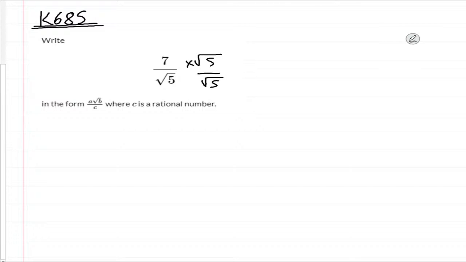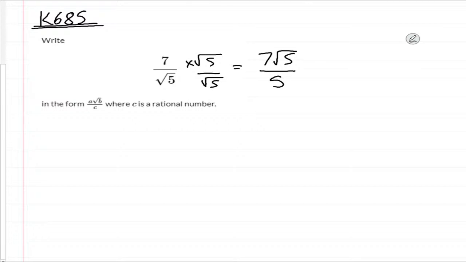What is root 5 divided by root 5? 1, which is keeping that number the same. Brilliant. And then what is 7 times root 5? 7 root 5. Watch out for the point, please. What is root 5 times root 5? 5. Okay, and that's your answer.